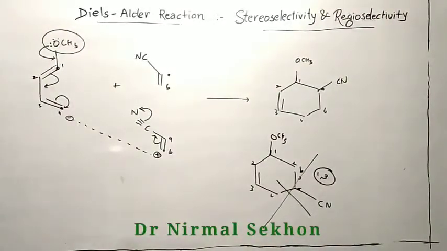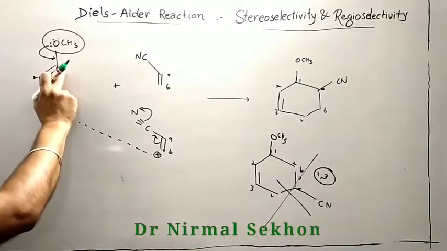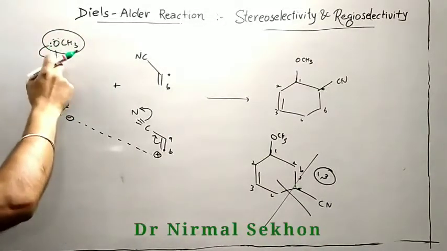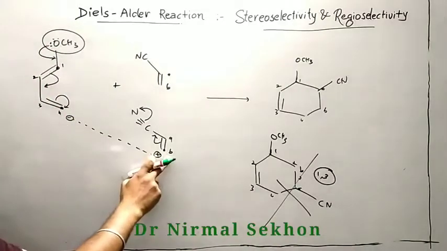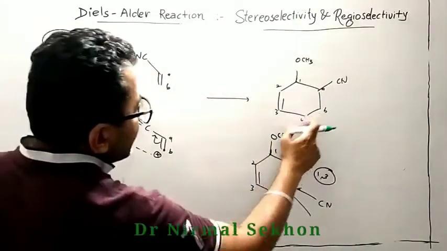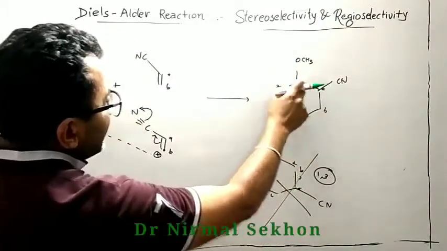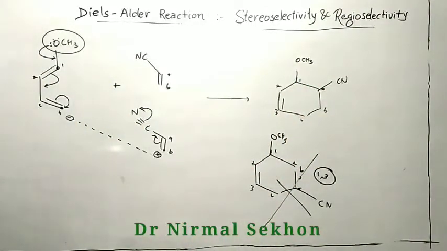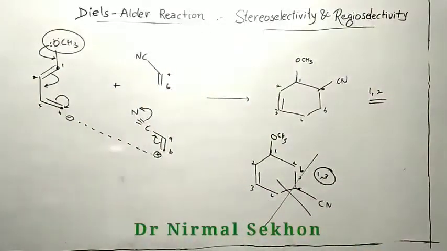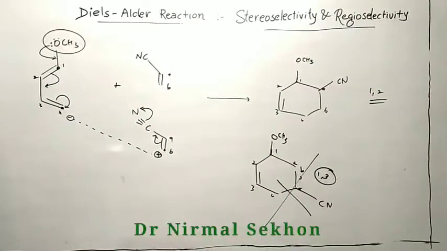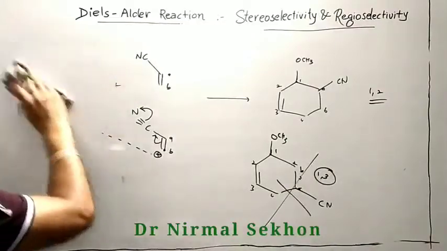Clear? Got it? So this number 1 carbon, due to the electron donating tendency of this methoxy group, number 4 carbon is always attached to B. So number 4 is attached to B, which means A is attached to 1. So your 1, 2 product is formed. So that is the regioselectivity of the compound. Okay, next one more example.